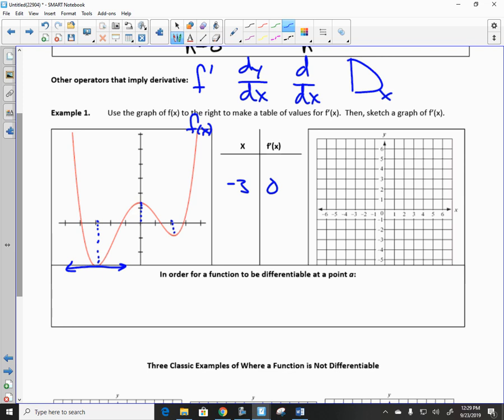If I were to look at 0 here, what is the slope of the graph at 0? 0. I'm writing a little bit too large. Going to make some space here. And if I check at 2, the slope again is 0. So what that means is the graph of f prime of x is going to cross the x-axis at those positions. The graph of f prime of x is going to cross the x-axis at -3, at 0, and at 2.